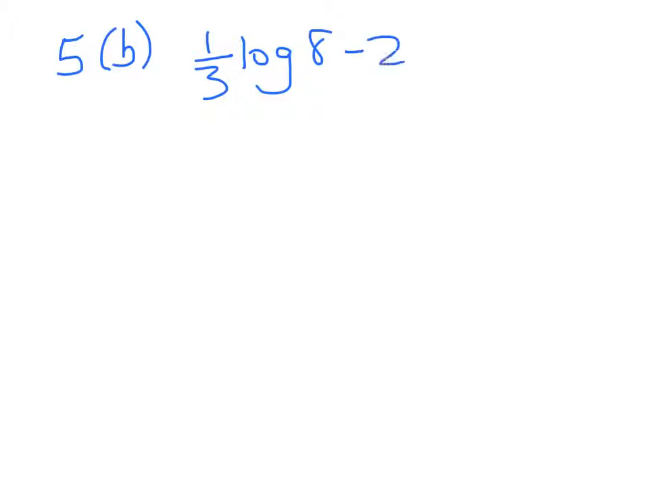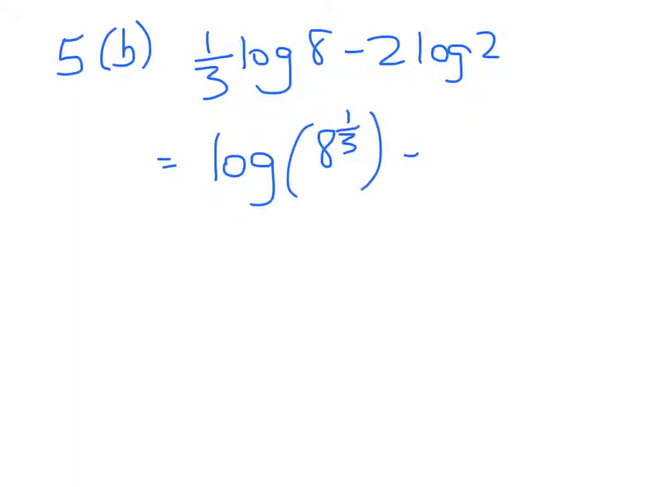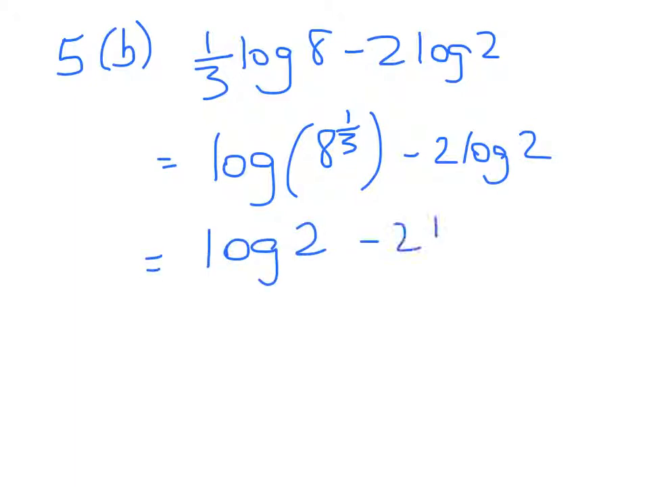Right, back to logs. Right, 5b. Simplify. 1/3 log 8 minus 2 log 2. Right, so that equals the log of 8 to the power of 1/3 minus 2 log 2. So that's the log of 2, cube root of 8 is 2, minus 2 times the log of 2. So I collect up my like terms. Really, this is 1 log 2, and this is take away 2 log 2. So I get negative log of 2.